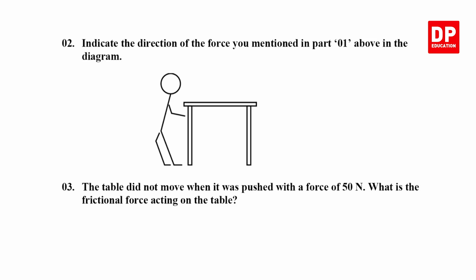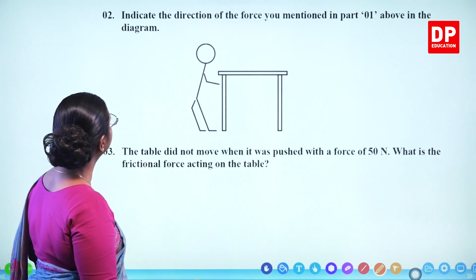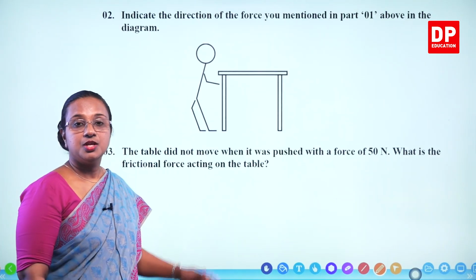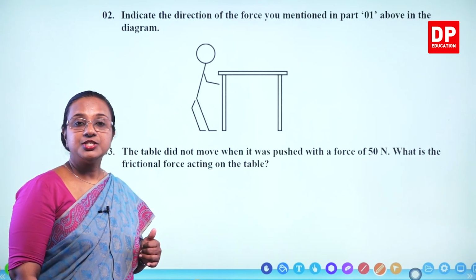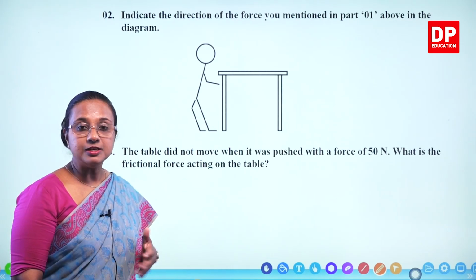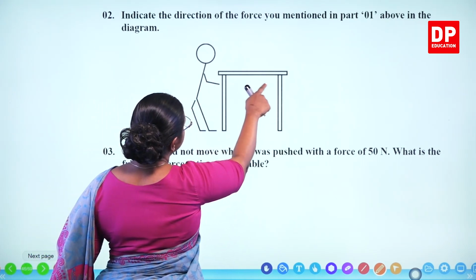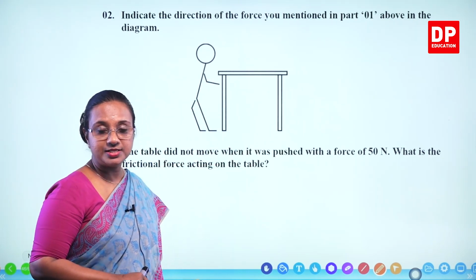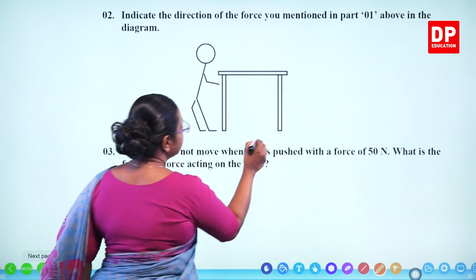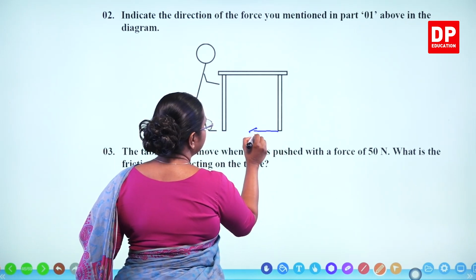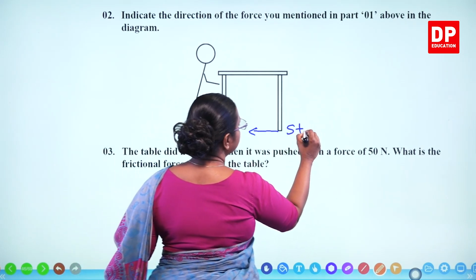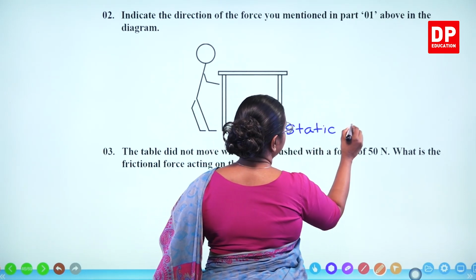Next question. Indicate the direction of the force you mentioned in part 1 above in the diagram. So the static friction will act against the force we apply. So here you can see the person is pushing the table towards this side. So the static friction will act towards the opposite direction.